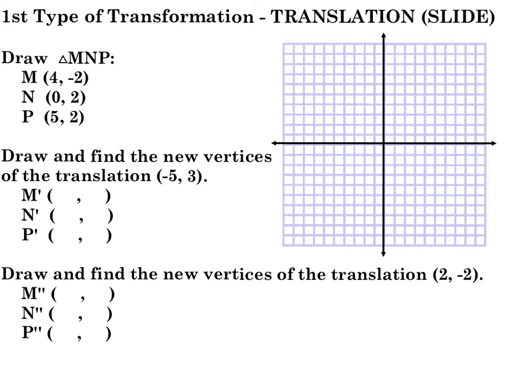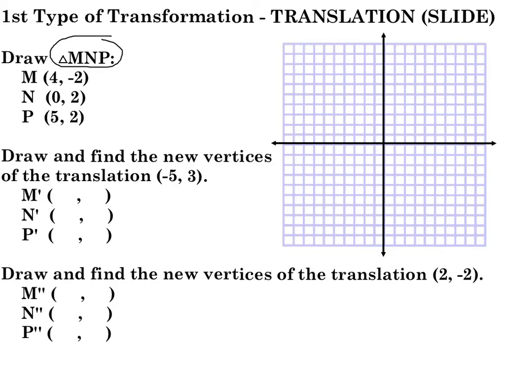So the first thing I'd like you to do on your notes page is go ahead and draw a triangle MNP. If you look on the left here, these are the coordinates of the M, the N, and the P point. So go ahead and graph those. Pause this video, graph, and then go ahead and start your video again.